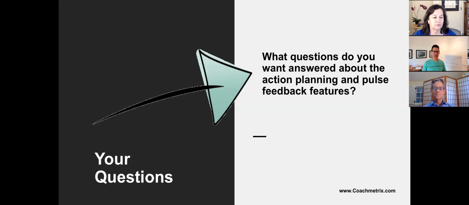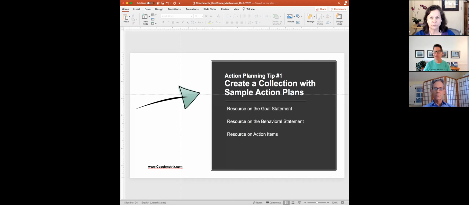Well, why don't I jump in? And if there's more questions you want to make sure I capture, folks, please, I want to make this as usable as we can. So I'm going to go through a few elements of the action planning feature first. Then we'll go to pulse feedback, which all those questions were about. I want to go to the action planning piece first, because we've got to have the action plan in place before the pulse feedback process can start.